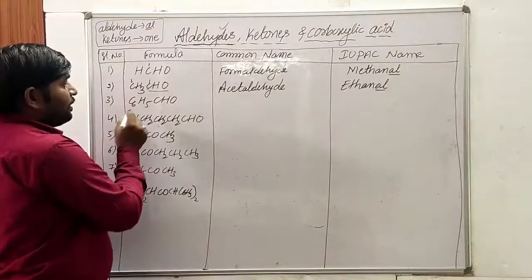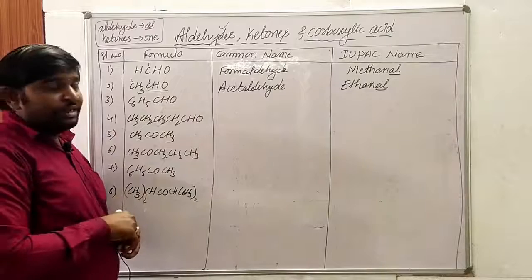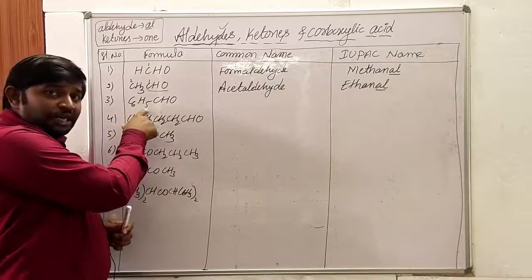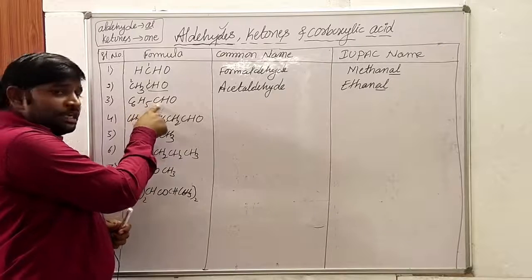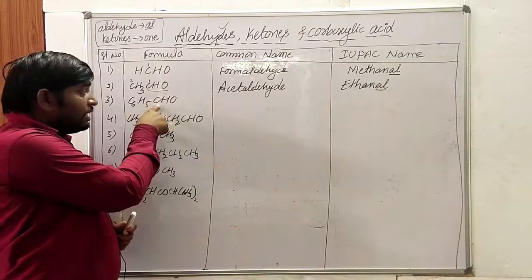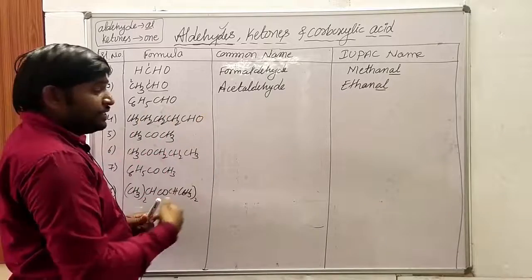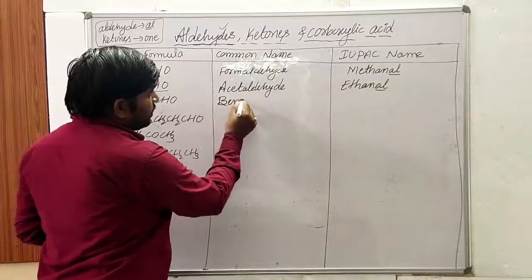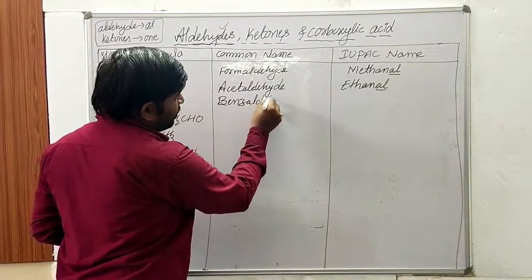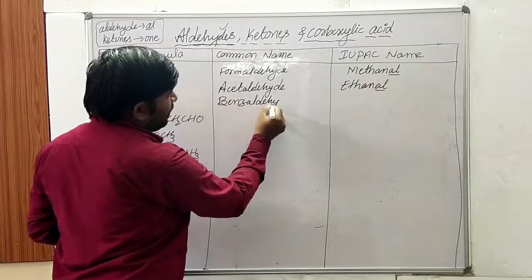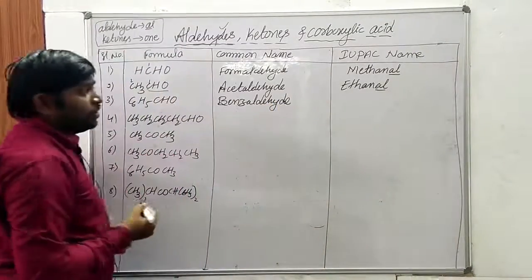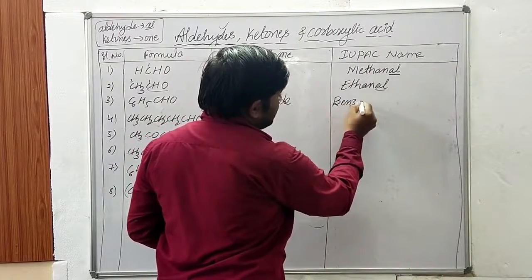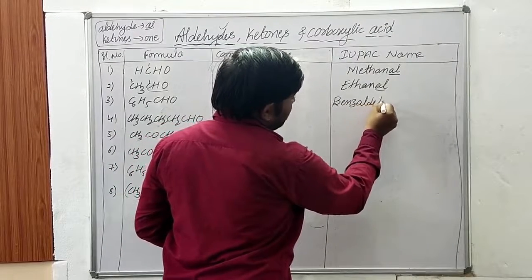The third formula is C6H5CHO. What is the name of this molecule? C6H5 is the phenyl group. To this phenyl group, one hydrogen atom is replaced by one functional group, that is the aldehyde functional group. What is the common name for this? Directly we can say benzaldehyde. Benzaldehyde is the name of this molecule. The IUPAC name also we may consider benzaldehyde.